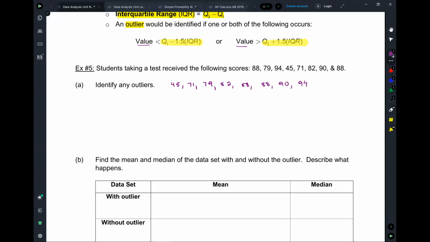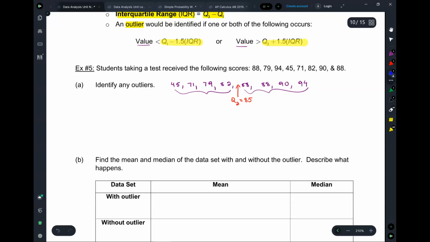Okay, so this is the bottom half. This is the upper half. Median, or Q2, is going to come here. And if there is no specific value there, then you have to take the average of 82 and 88, which is 85. Okay? So 85.